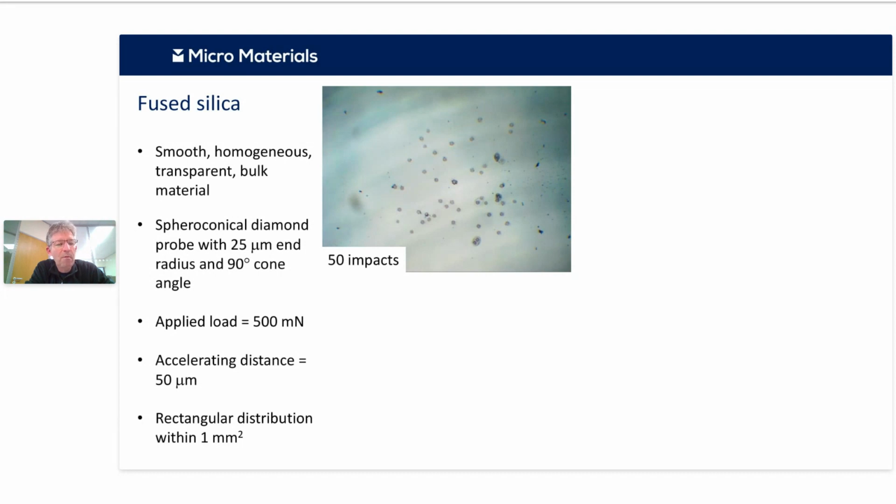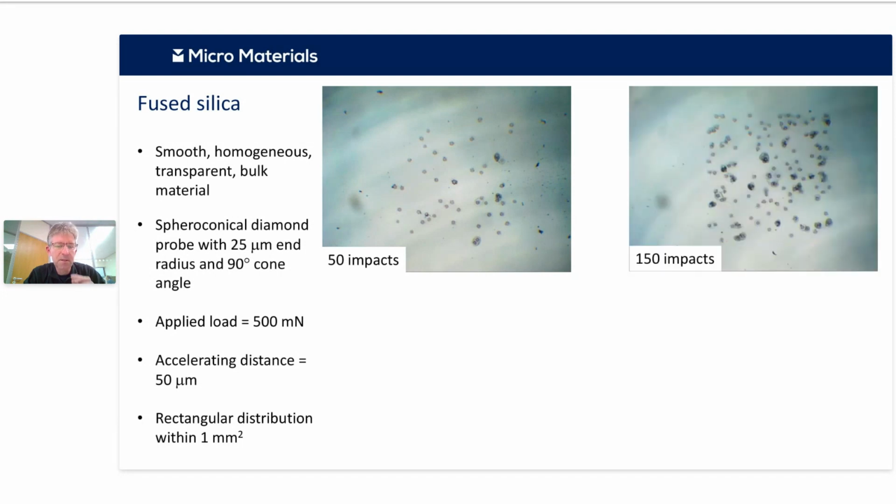So an equal probability of any impact happening in any position within that square millimeter. So there's 50 impacts, and you can see they're fairly spaced apart. Maybe there's some situations where 1 or 2 have been affected by the others, but essentially they're discrete. If we run that test on and we do it for 150 impacts, we get something fairly similar, maybe a little bit more overlap. Run it on a bit more.